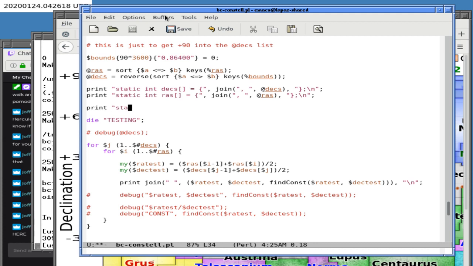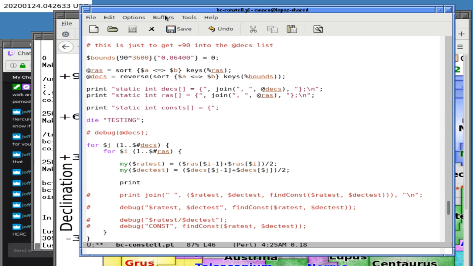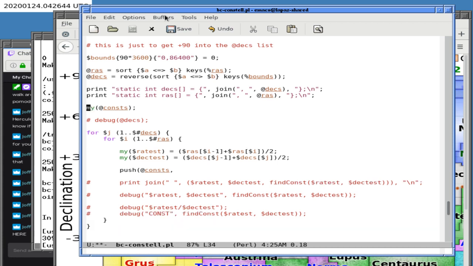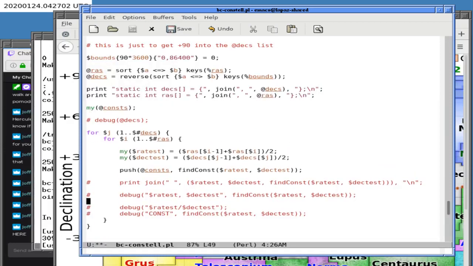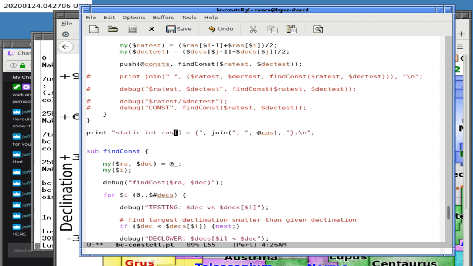Static int consts equals, and then we'll have... Okay. I'm going to be so obnoxious about this. Push const. Okay, we'll do my const up here, and we won't print it till later. Push consts. And then over here, we can do exactly the same thing, and this will be the consts equal join consts.